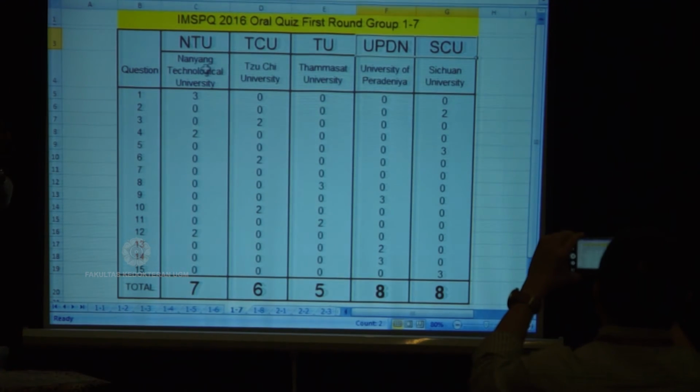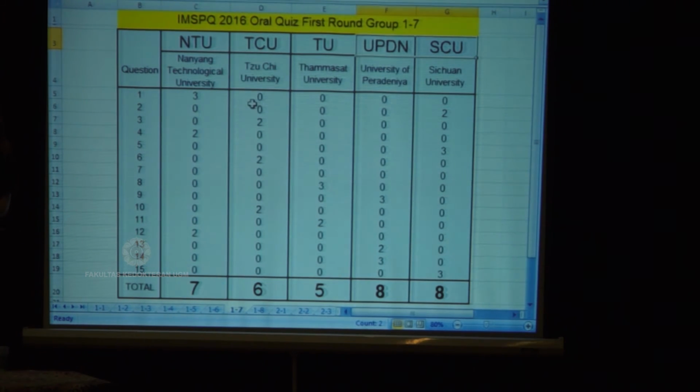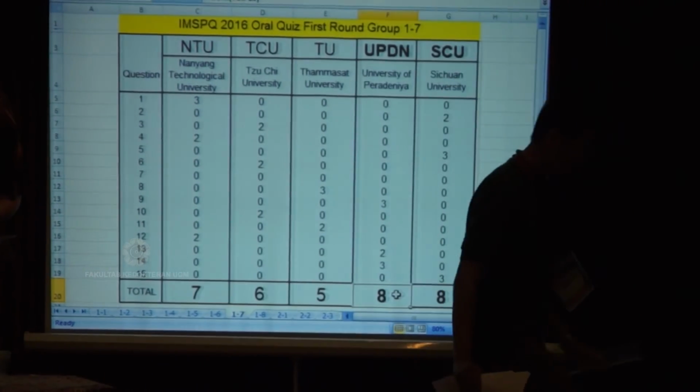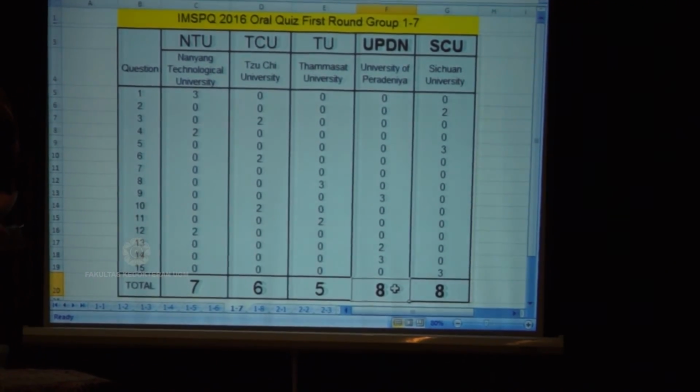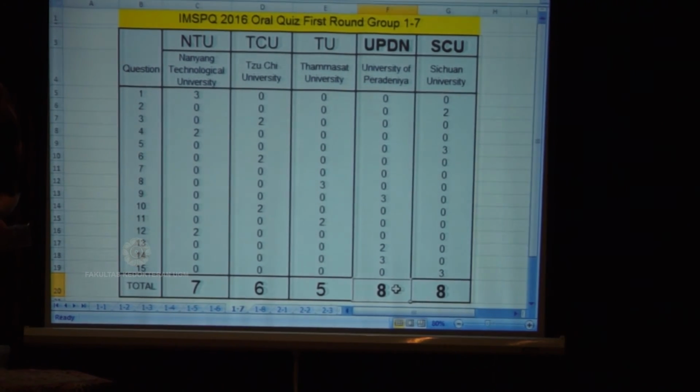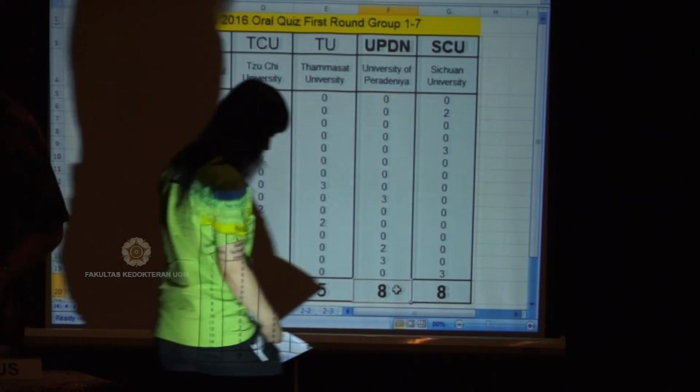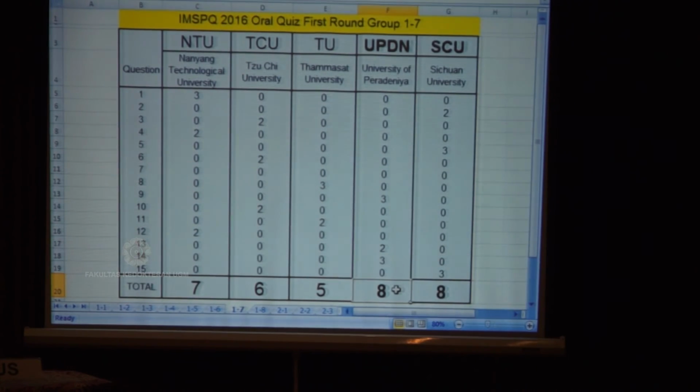Sorry, I actually have a copy of the master sheet. So we have a tie between Sichuan University and University of Peradeniya. Based on the written average scores for Sichuan and University of Peradeniya, the winner of this group goes to Sichuan.